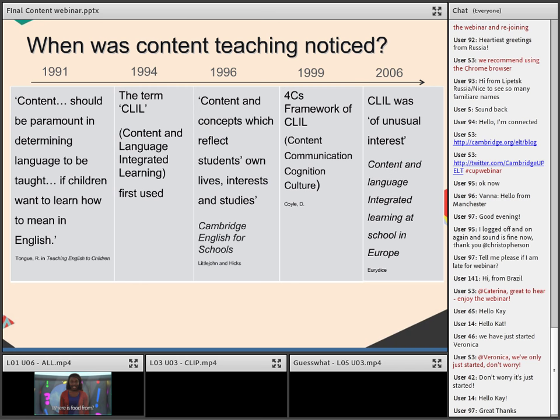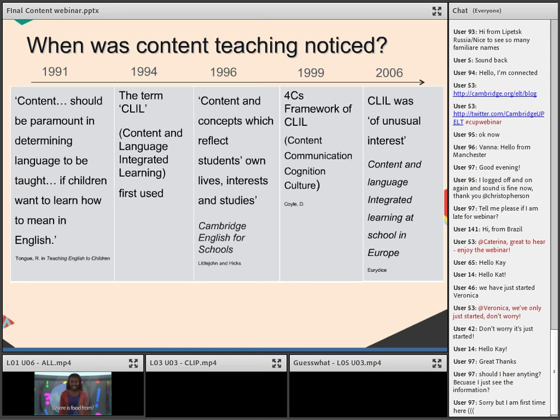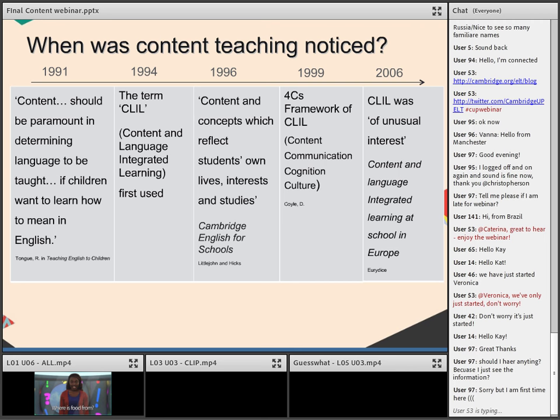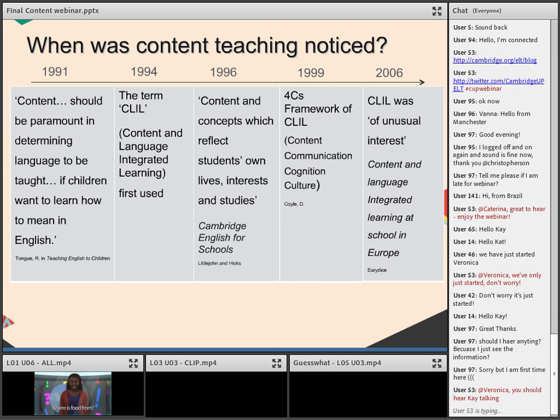As you can see from this slide, teaching content isn't a new approach. It's an approach which has been gathering momentum for some time. In 1991, look what was written in an ELT book. Content should be paramount in determining language to be taught if children want to learn how to mean in English. In 1994, the term CLIL, Content and Language Integrated Learning, was first used. It's important to note that content is first in the term.